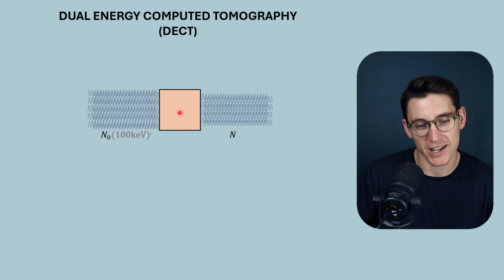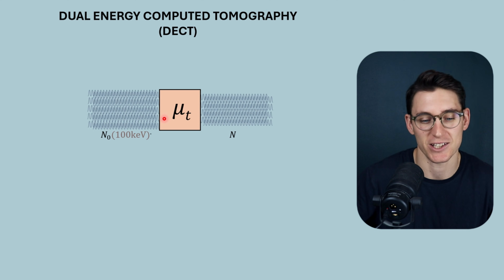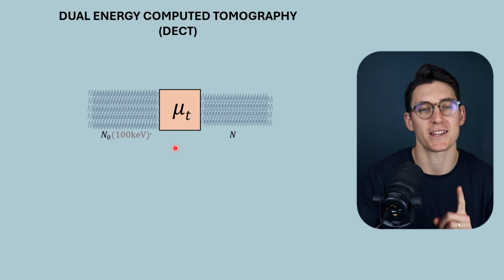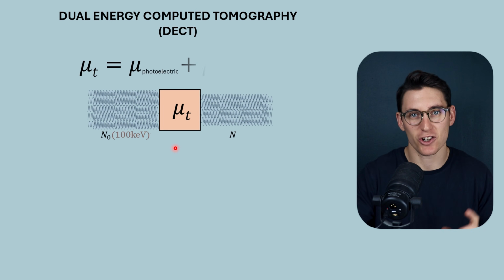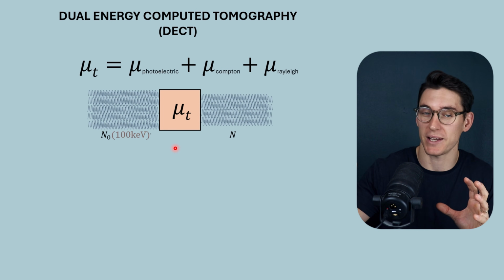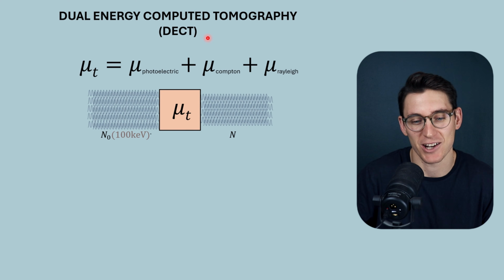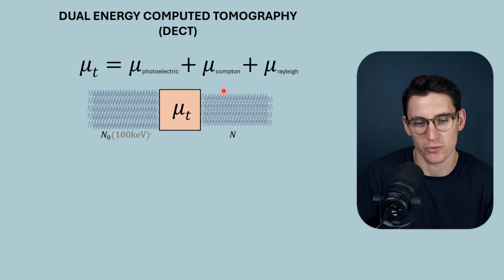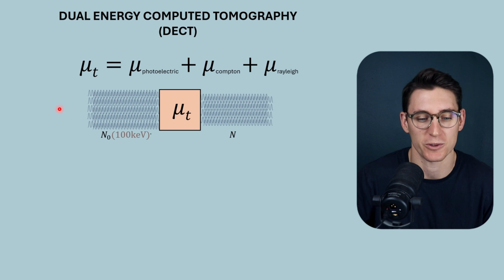The proportion of X-rays that are removed from the X-ray beam by this length of tissue is what's known as the linear attenuation coefficient. And we know that the linear attenuation coefficient is the combination of attenuation from the photoelectric effect, Compton scatter, and Rayleigh scatter. These are all things we've looked at before, especially in the Hounsfield unit talk.